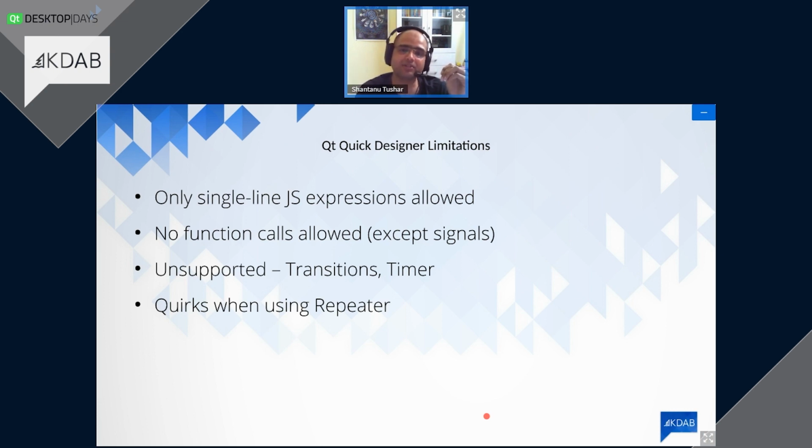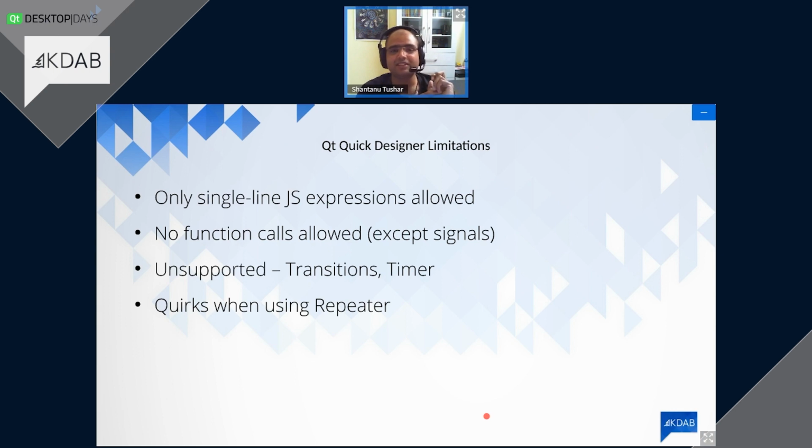Single line JS expressions are allowed. Just that a block is not allowed. I don't know the internal implementation or why that is the case. Probably I'll look at it one day. Then there are QML elements like a transition timer, which is not supported in the Designer as well, because probably it will not have any idea what to do. I am told that a future version of the Designer actually might have it. So let's see. And there are quirks using few things like the repeater.